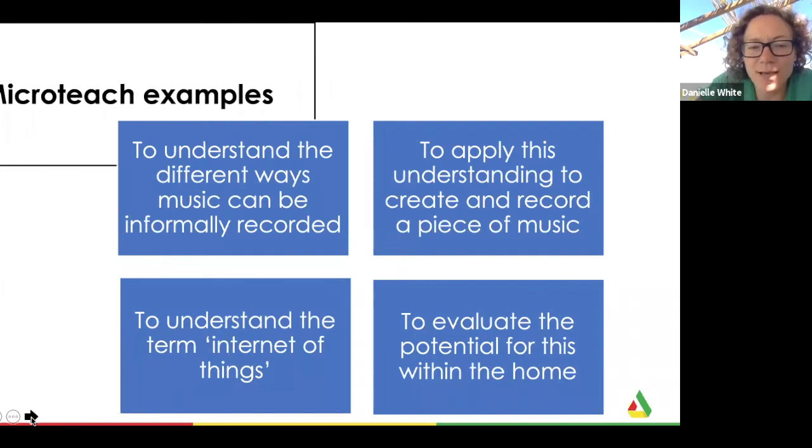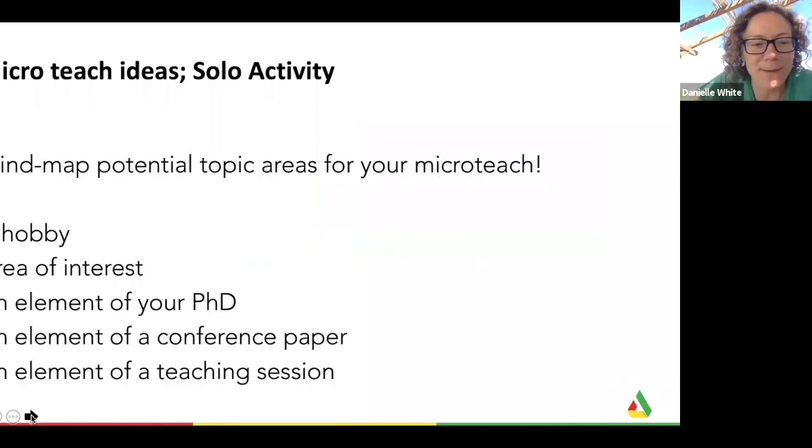Here are some Microteach examples. To understand the different ways music can be informally recorded. To apply this understanding to create and record a piece of music. To understand the term Internet of Things, and to evaluate the potential for this within the home. So you're evaluating it and you're understanding what the needs are of the home, and you're understanding the Internet of Things, and you're thinking then about how to apply that understanding. So there's a bit of evaluate and there's a bit of apply there.